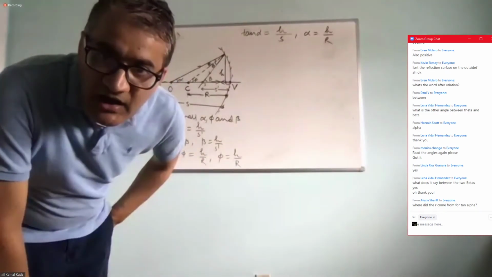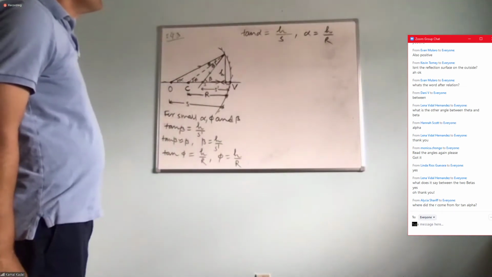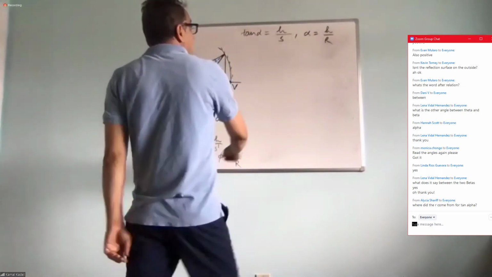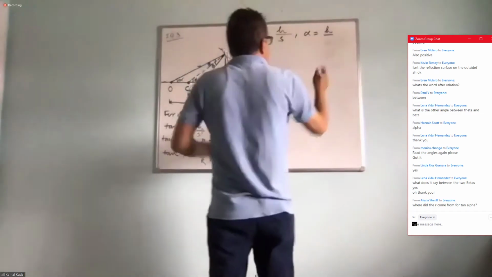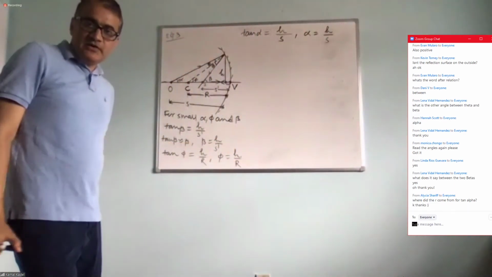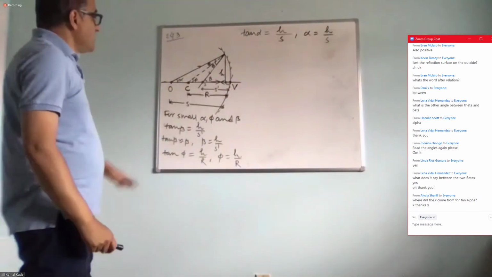Where did the r come from in tan alpha? Where is r? Oh, not alpha. That's my bad. This is S. Good. You understand now? Everyone. Okay, that's fine then. So we have this.